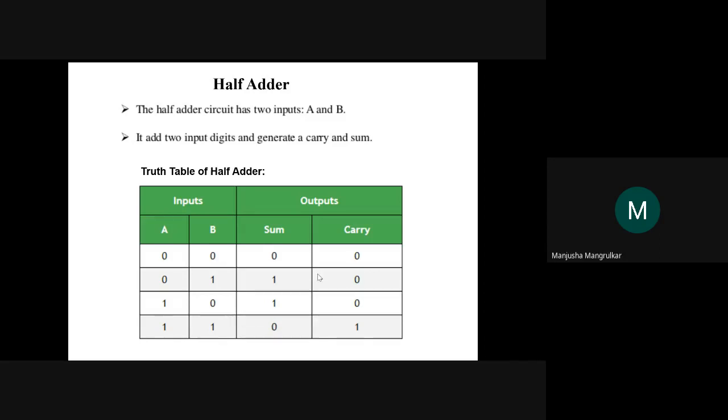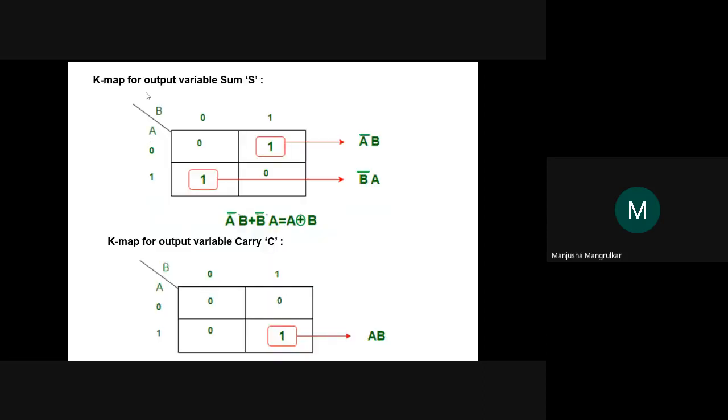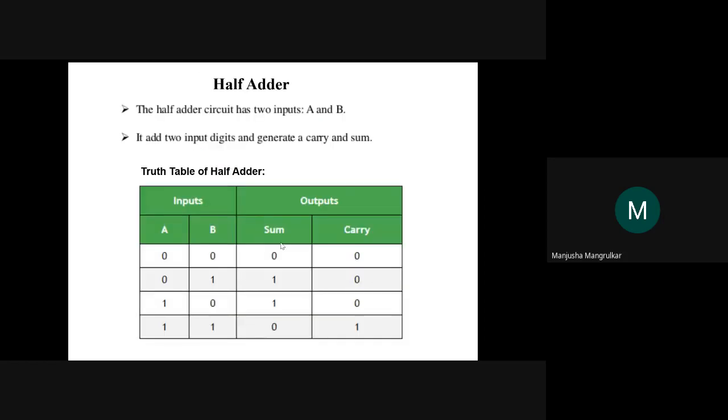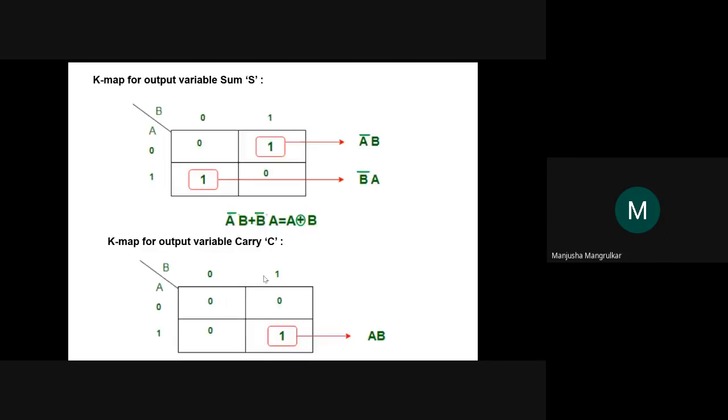Now, this is the K-map of the output variable sum. It is a two variable K-map, right? A and B. So we have denoted 0, 1 and 0, 1. This condition is 0, 0. This condition is 0, 1. This condition is 1, 0. And this condition is 1, 1. So now what is the output of our sum? It is 0, 1, 1, 0. So now we'll put the data 0, 1, 1, 0.